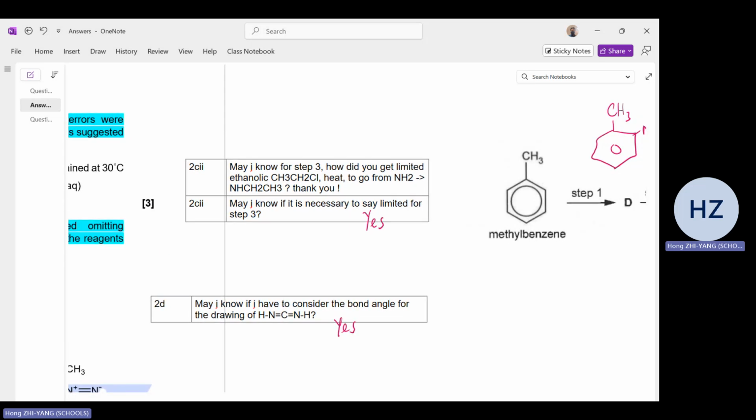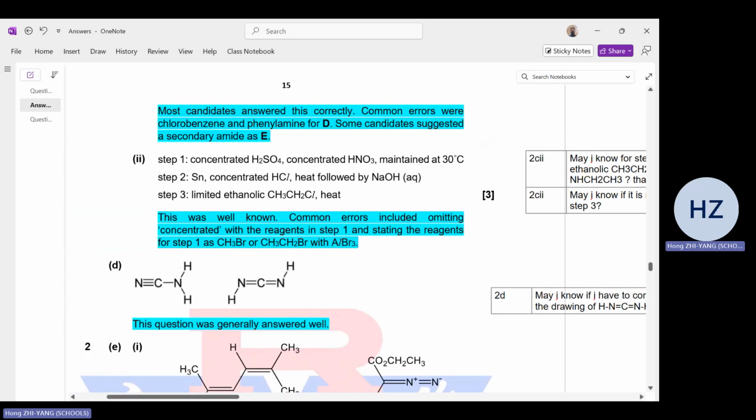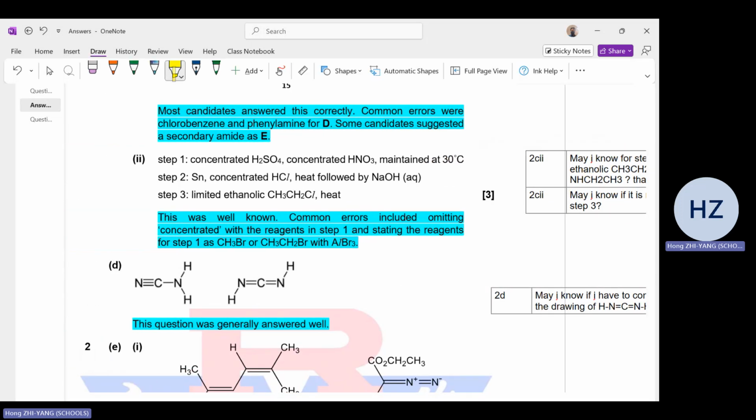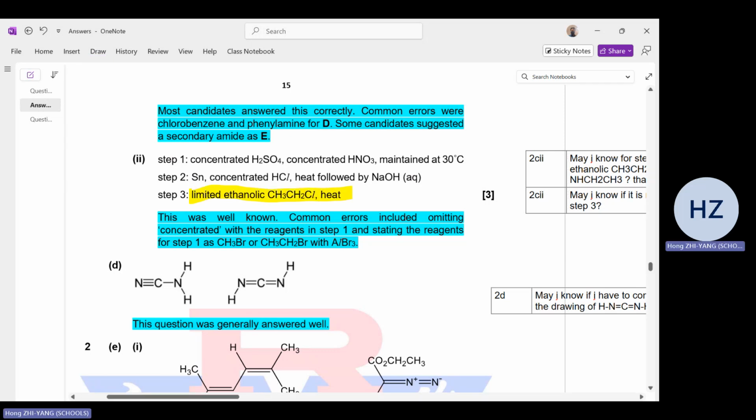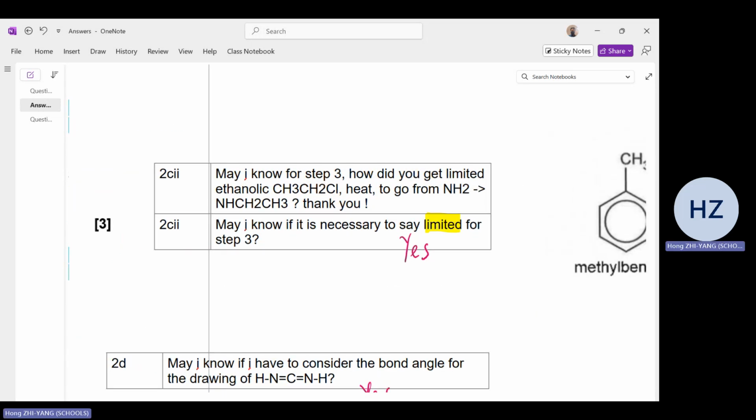So 2C for step 3, which is this reagent condition, throws a lot of people off. How come the answer is like that? Limited ethanolic CH3CH2Cl, heat. Why must I put limited? Yes, you need to put limited. And how do you get the limited? Let me show you how it is done.